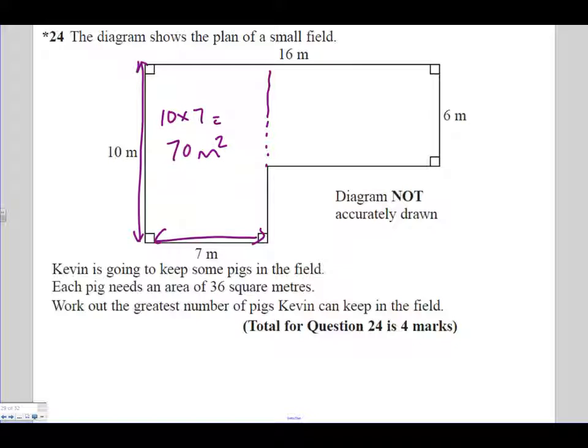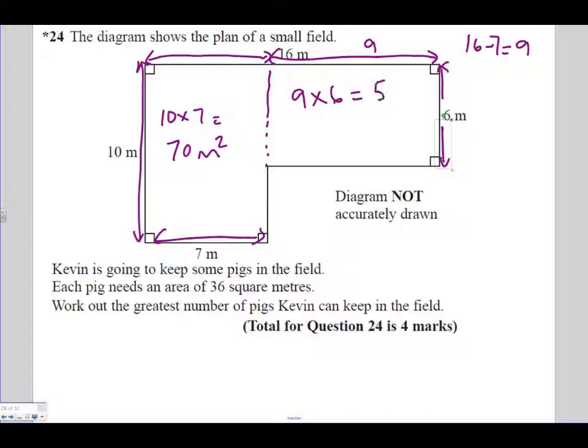And then this area is 6 meters high, and then the width, you have to be careful. If we know it's 7 from here to here, from the bottom, then we know that whatever's left is 16 minus 7, which gives us 9 meters. So the area of this part of the field is 9 times 6, which is 54 meters squared. So the total area of our field, our complicated shape, is 54 plus the 70.